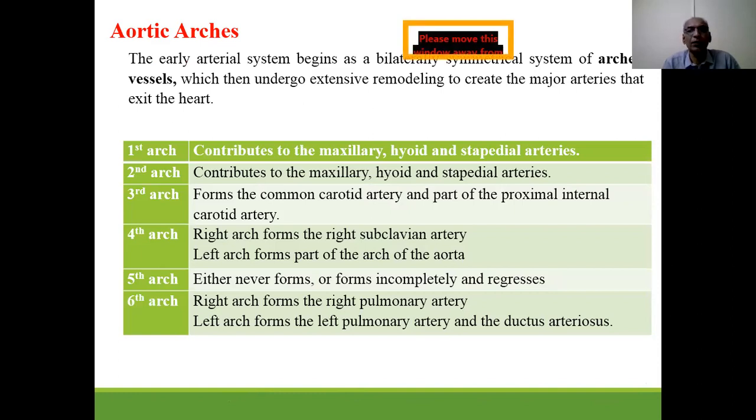First aortic arch contributes to the maxillary artery. Second aortic arch contributes to the hyoid and stapedial arteries. Third forms the common carotid and forms part of the proximal internal carotid artery. Fourth arch forms the right subclavian artery on the right, and on the left forms part of the arch of aorta. Fifth either never forms or forms incompletely and regresses. Sixth, right arch forms the right pulmonary artery, left arch forms the left pulmonary artery and ductus arteriosus.